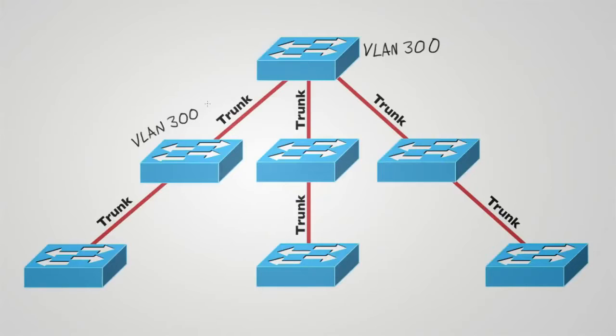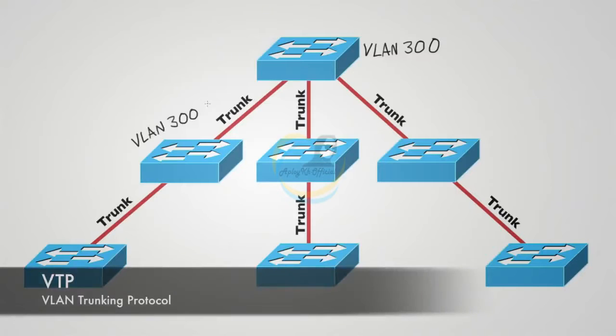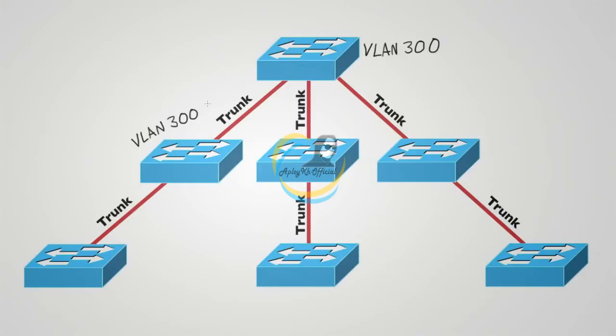Fortunately, if we do have a topology like this, we could take advantage of something called VTP, the VLAN trunking protocol. Don't be thrown off by the name. The name sounds like it should be a trunking protocol, a protocol that does trunking. It's really not. If I could name that protocol, I would call it the VLAN advertisement protocol, not the trunking protocol, because that's what it does. It advertises VLANs.